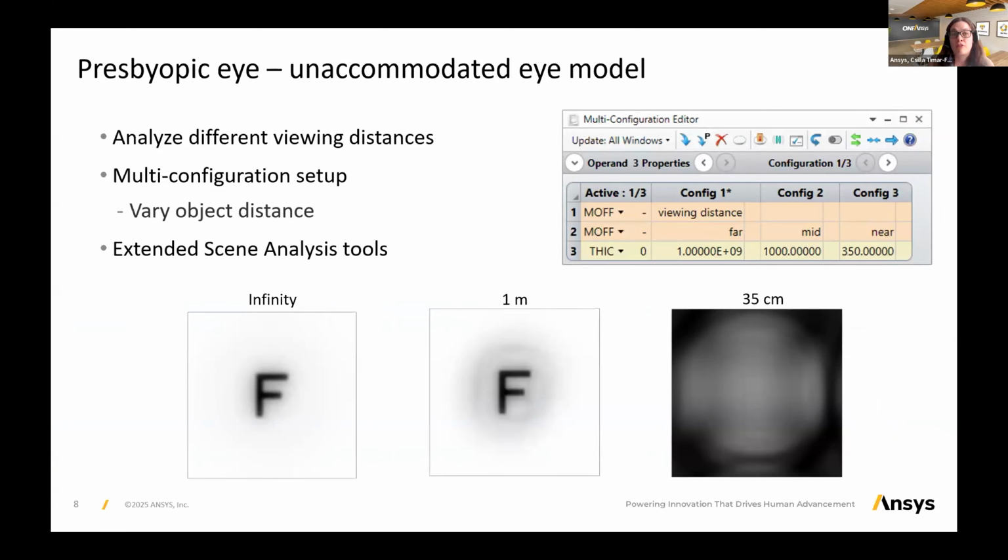What that means is that it also provides a good representation of the presbyopic eye, which has lost its ability to focus to close object distances. So we can set up a multi-configuration system and change the object distance in order to analyze what the patient would see at different object distances. As we can see, the patient would have a quite good vision at far and intermediate distances. However, the image becomes completely unrecognizable for close reading object distance.